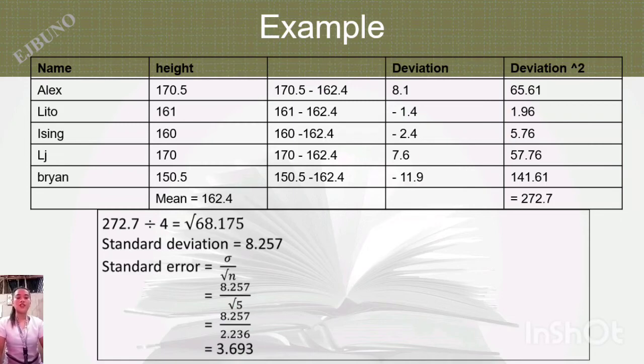In getting the standard error, the formula is the standard deviation over the square root of n. So, 8.257 over the square root of 5. The square root of 5 is 2.236. So, 8.257 over 2.236 is equal to 3.693. That is our standard error.